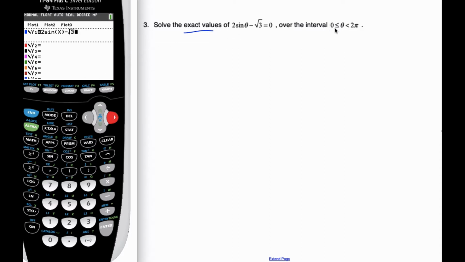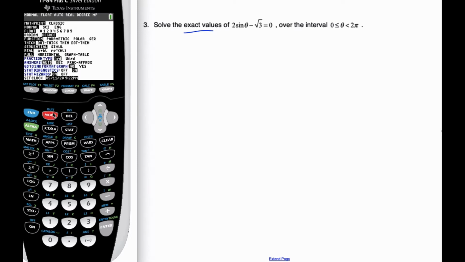But if I'm going to do this in radians, I'm not going to get exact values with my calculator. I could do it in degrees and hope I get an exact value, not a 59.2, and then convert it to radians. Well, let's consider doing this.